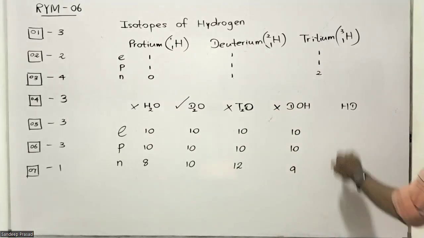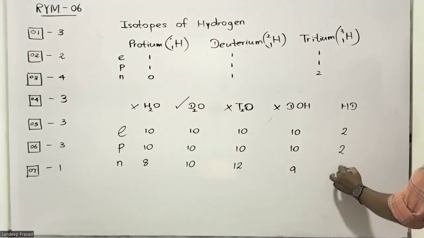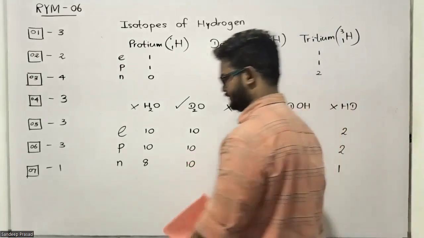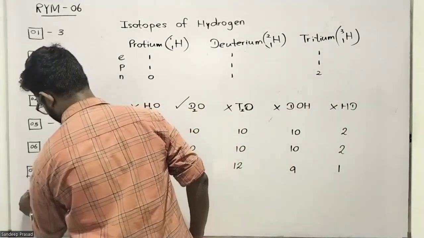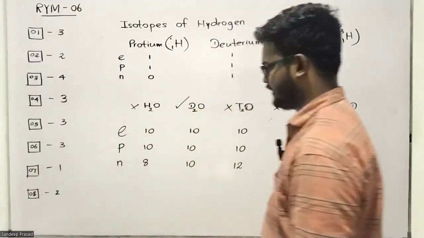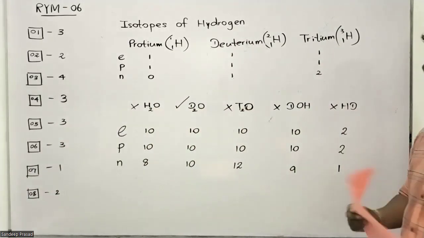HD: electrons are 2, protons are 2. Neutrons, 1, because only deuterium contains a neutron. So the answer for question number 8 is the second one. Right? So here they have checked the knowledge of isotopes, no?